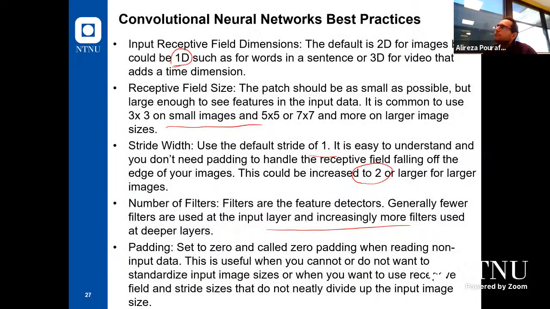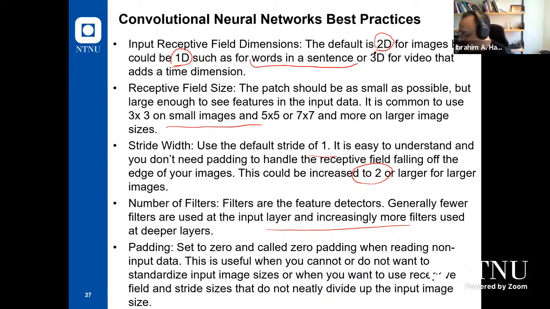Okay, from 27, yes. It's just some best practices in CNN. So we use 2D filter size for images. We can use 1D when we are working with time series, or when we are working with words, for example, in a sentence. I will have an example maybe after 1 week or 2 weeks. We use 3D for video, for example.